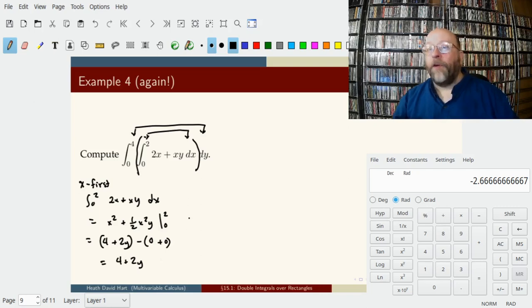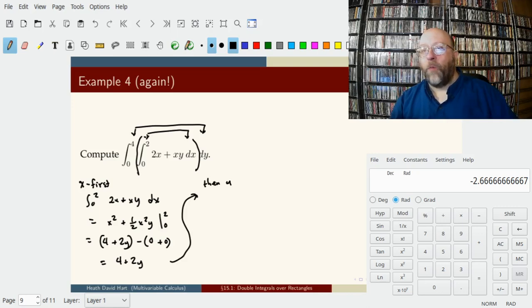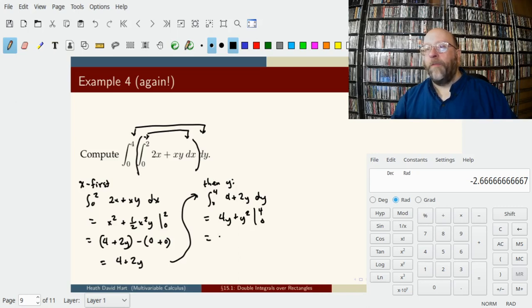We take that answer and integrate that with respect to y. And this time y goes from 0 to 4. 4 plus 2y dy. The integral of 4 is 4y. The integral of 2y is y squared. When I plug in 4, 4 times 4 is 16. 4 squared is also 16. When I plug in 0, 4 times 0 is 0, and 0 squared is 0. And so we also get 32 this way.